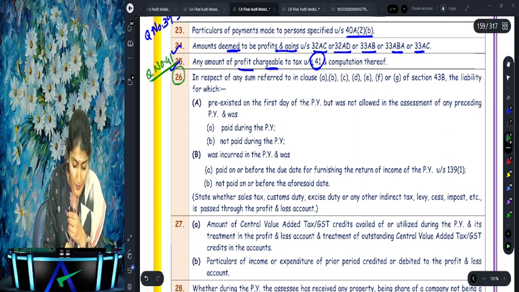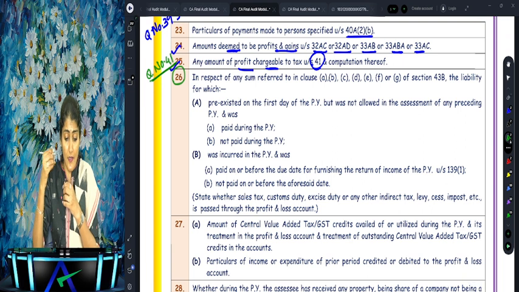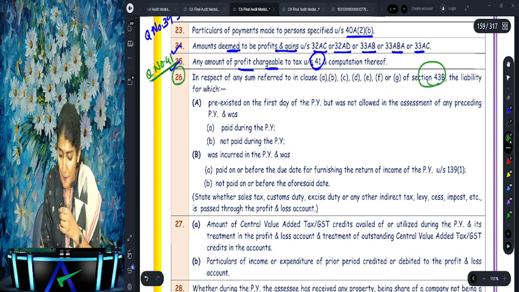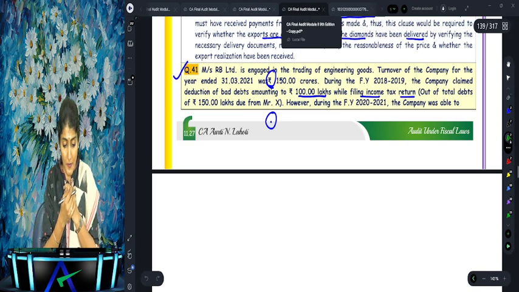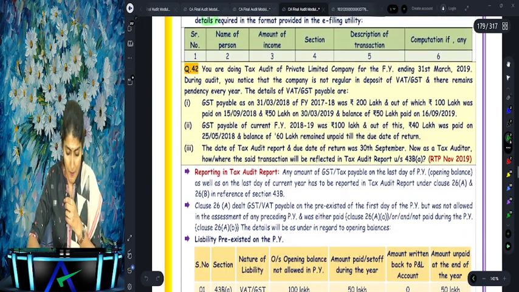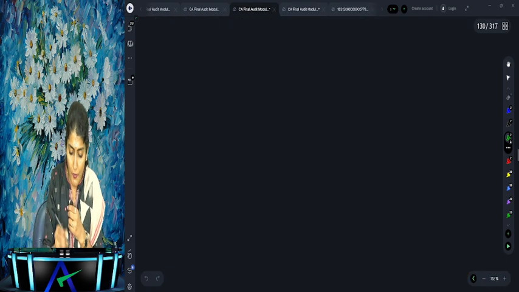Right, then you have clause 26. What is 26? Certain deductions are allowed only on the actual payment basis. That is the 43B payments, okay, right? Which is regarding the 43B payments.